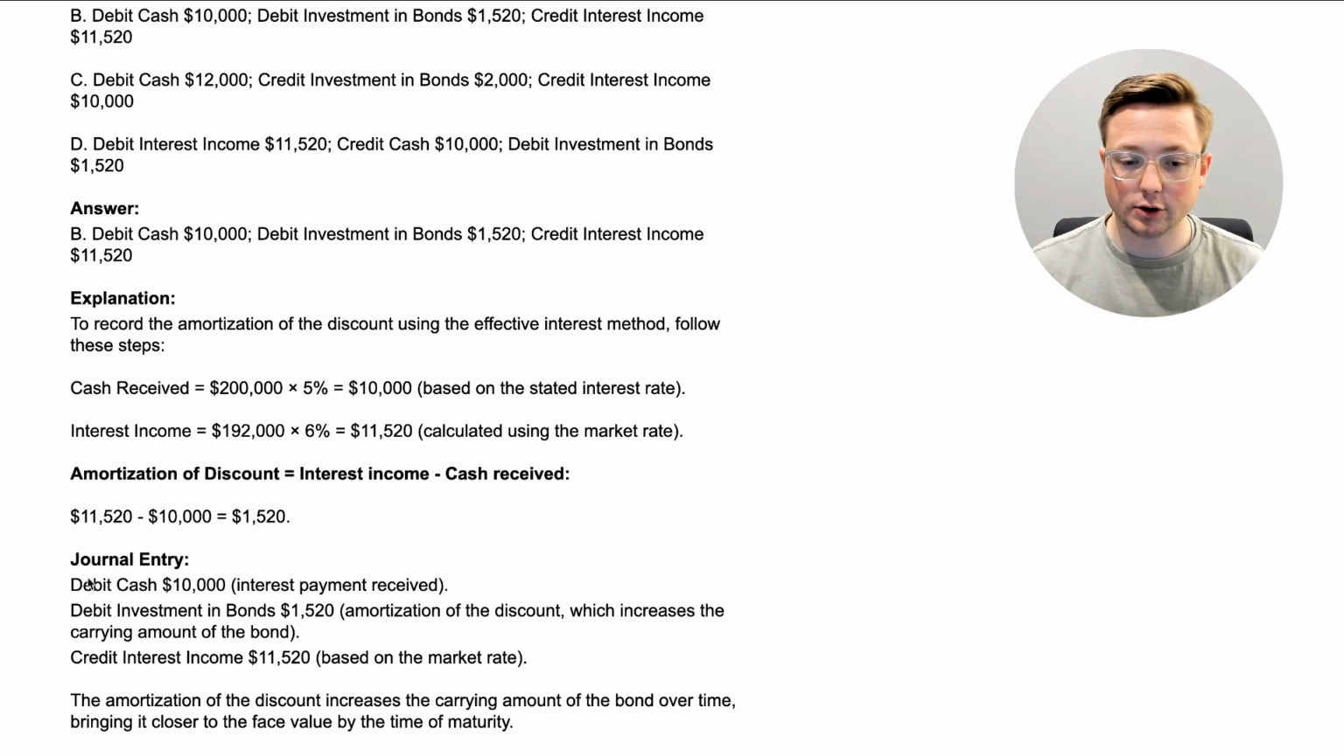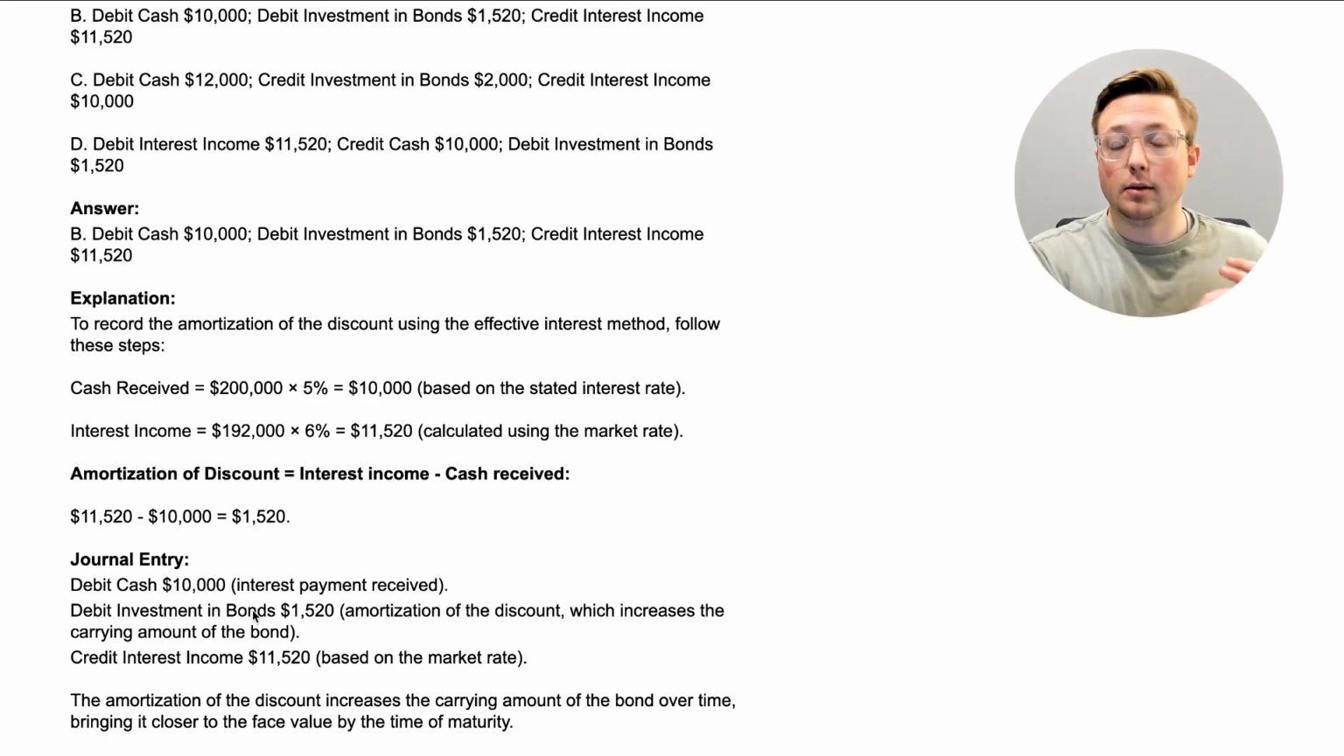So again, let's go to the journal entry here. You debit cash because you received $10,000, but because this is a discount, you're going to be receiving less than what the market would have given you. So you debit cash for $10,000, you debit investment in bonds to, again, bring the investment up to the face value as time goes on, and then you credit the interest income, and that's the other side of the equation.